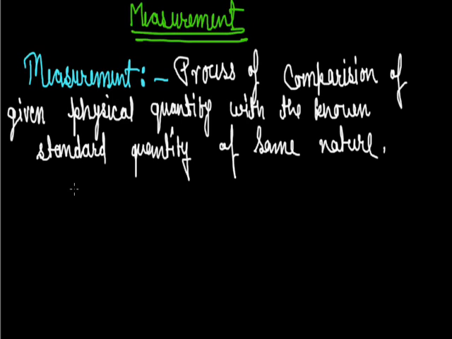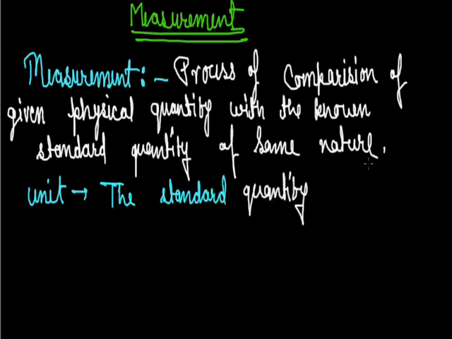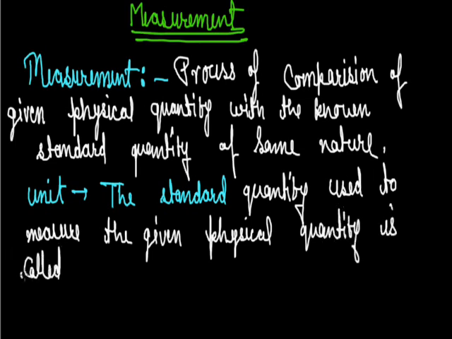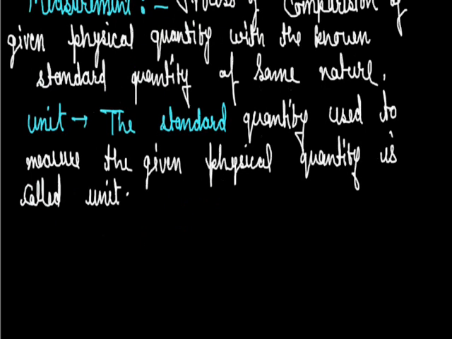Now, the standard quantity used to measure the given physical quantity is known as the unit. Hence, we can say that to measure any physical quantity, we require two things.